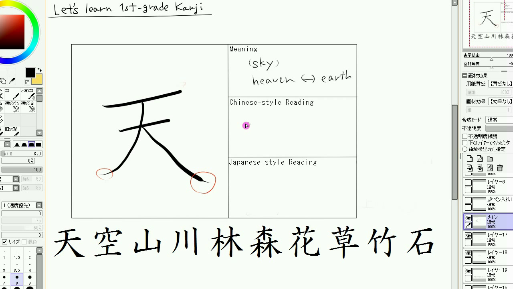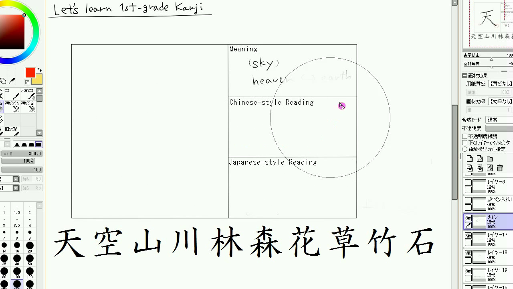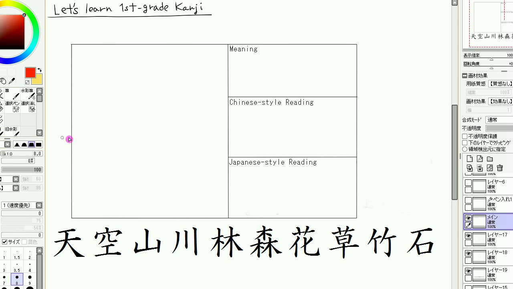Okay, how you read it is Chinese style ten, Japanese style ama. But ama is very rare usage, so you can only learn ten, okay? Now let's go to the second one. Okay, second one is this.